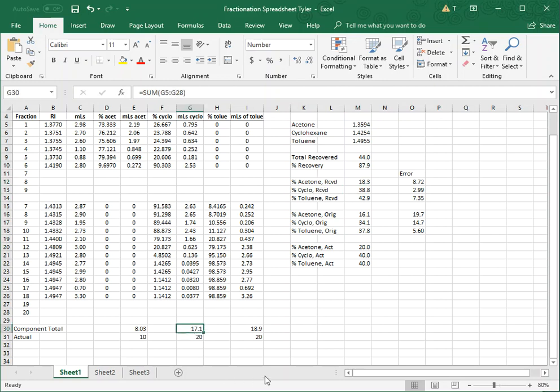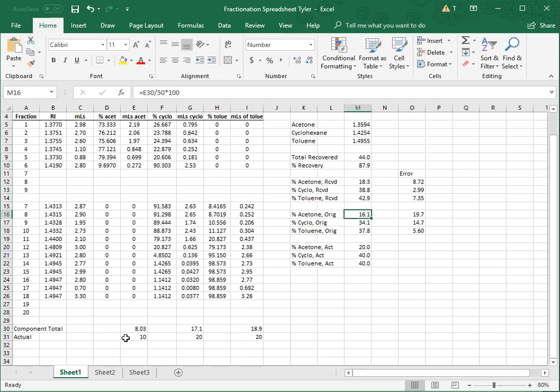You take 17.1 because that's what you got. Then you divide it by 44 because that's how much you've recovered, and you multiply by 100. And then you do the toluene the same way. So take the amount of toluene of 18.9, divide it by 44 times 100, and that gives you 42.9%. All right. Then you do the same thing for the original. The difference, though, is that these numbers are based, again, off of what you should have received.